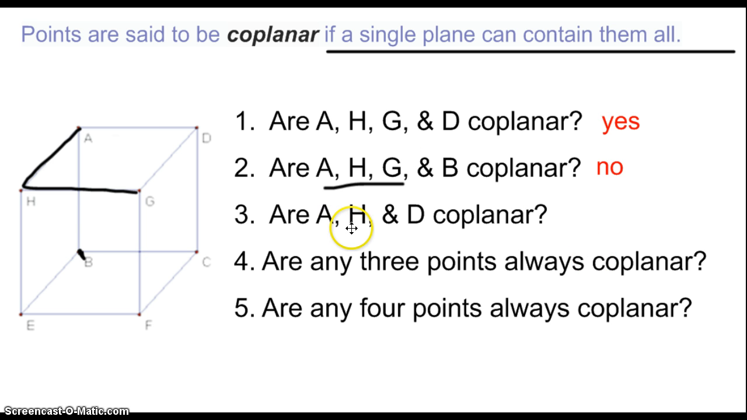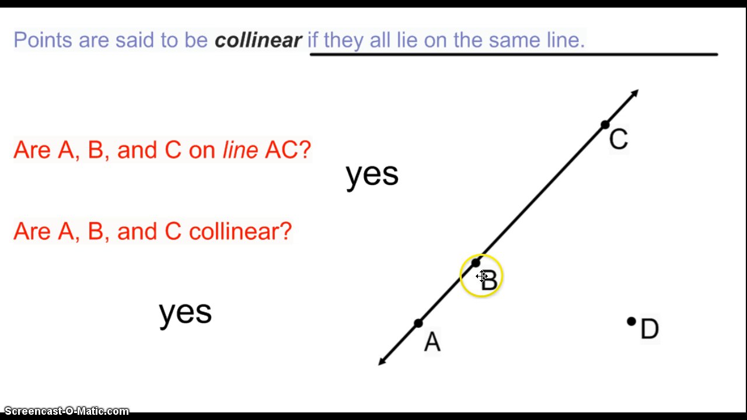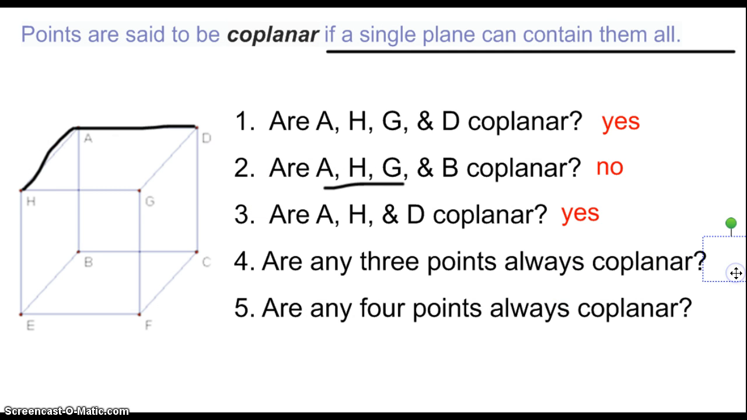If you come to number 3, A, H, and D, you don't even have to look at the picture. Any 3 points are always coplanar because they make the plane. So any 3 points are always coplanar. I don't even need to look at the picture if I ask you a question. The same goes here. If I only ask you about 2 points, are B and D collinear? Always. So any 3 points coplanar? Yes. Do 4 points have to be coplanar? No. So that's where you need to make a deciding factor.